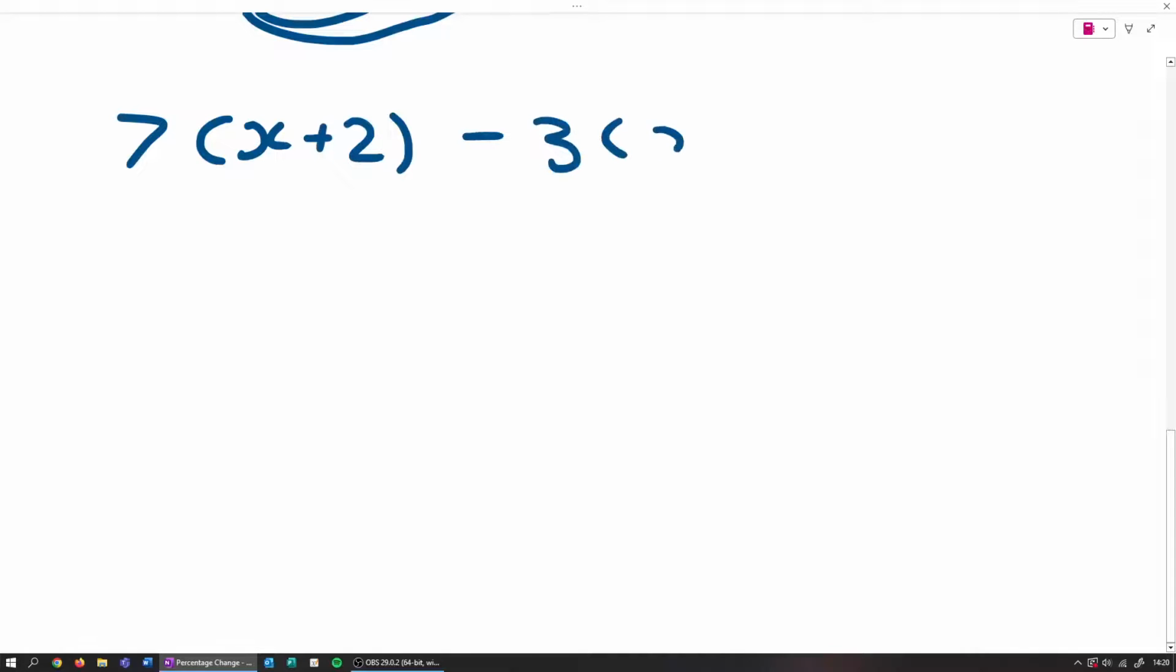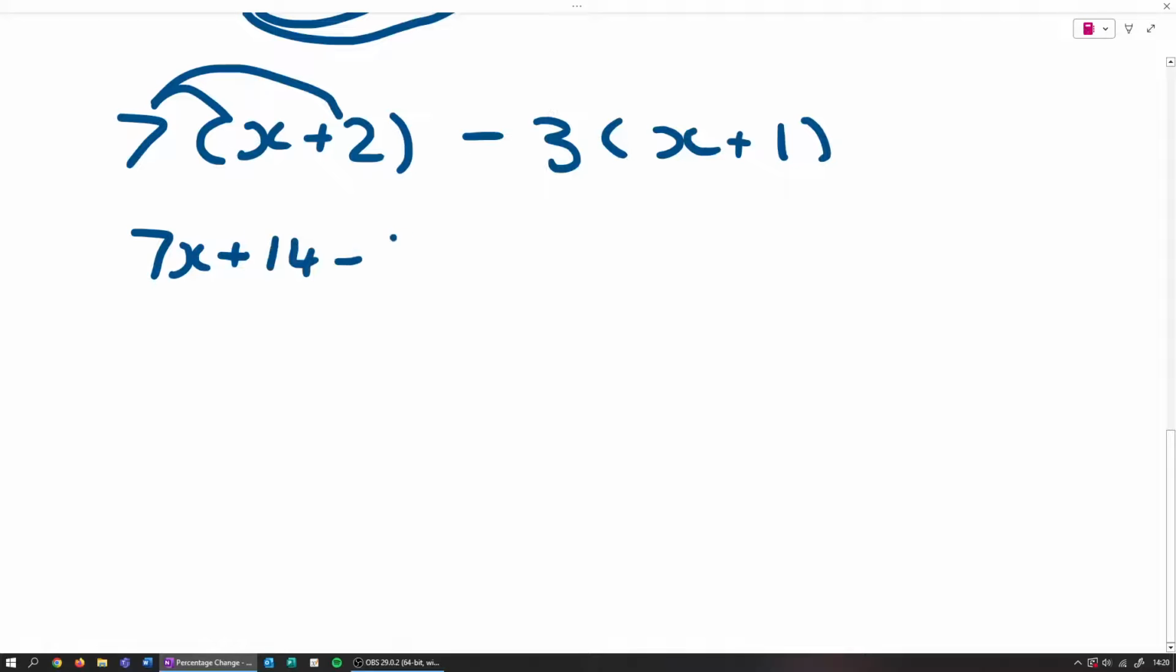It's great because sometimes they will give you a question that looks something like this. We like expand and simplify the following. So let's expand 7 times x plus 14. Then we're going to have this minus 3 times x from this, and then we're going to have minus 3 times 1, which is just 3.